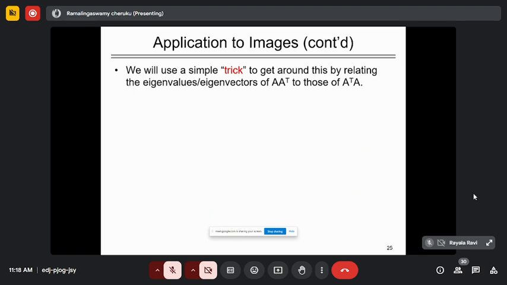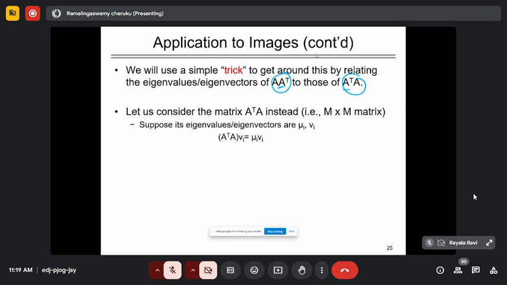So we will use the simple trick to get around this by relating the eigenvalues and eigenvectors of A A transpose to those of A transpose A. What is the difference? Here A transpose is first, here A transpose is second. So let us consider the matrix A transpose A instead, because now it is A A transpose. Now we don't consider A A transpose; we are considering its reverse, A transpose into A. So let us suppose the eigenvalues and eigenvectors are something like this. If this is the eigenvector and this is the eigenvalue, then we can get the characteristic equation like this.